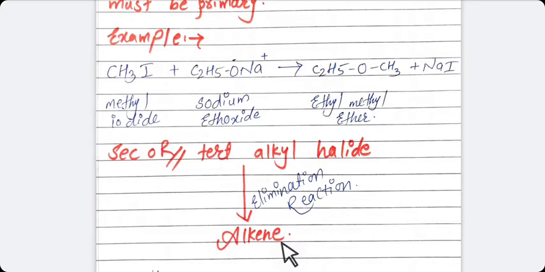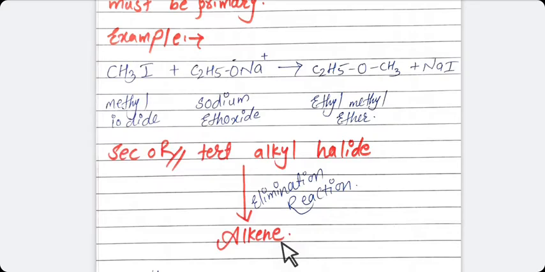When we are using secondary or tertiary alkyl halide, elimination reaction proceeds and the product is alkene. Means if secondary or tertiary alkyl halides are used, the reaction leads mainly to alkene formation.